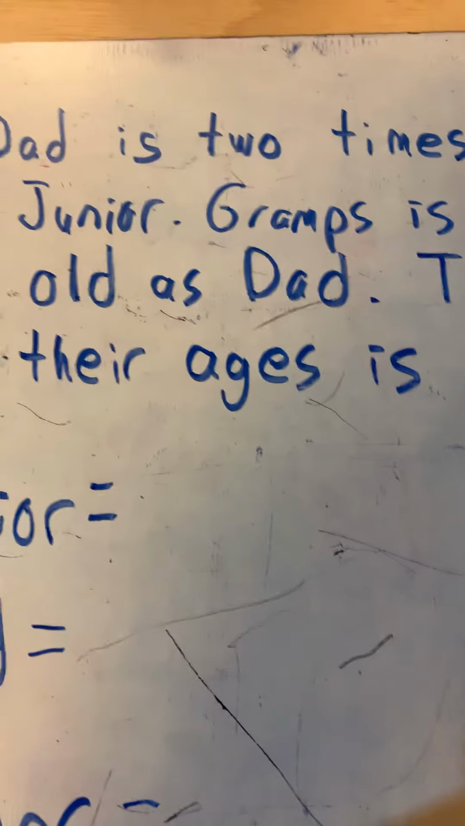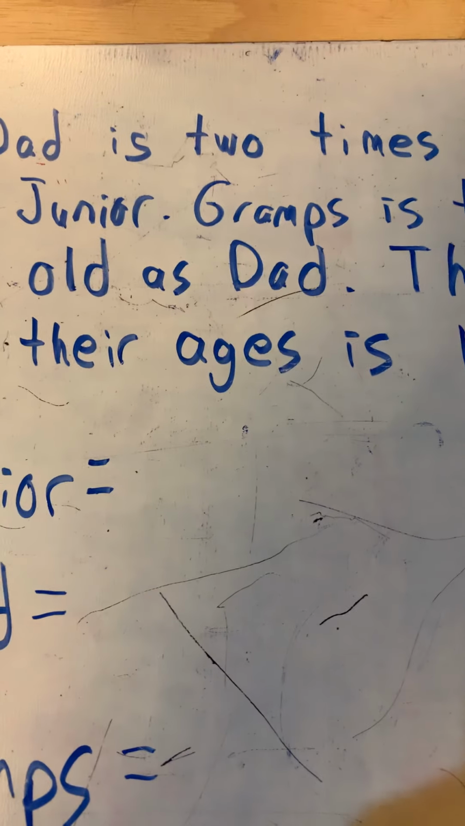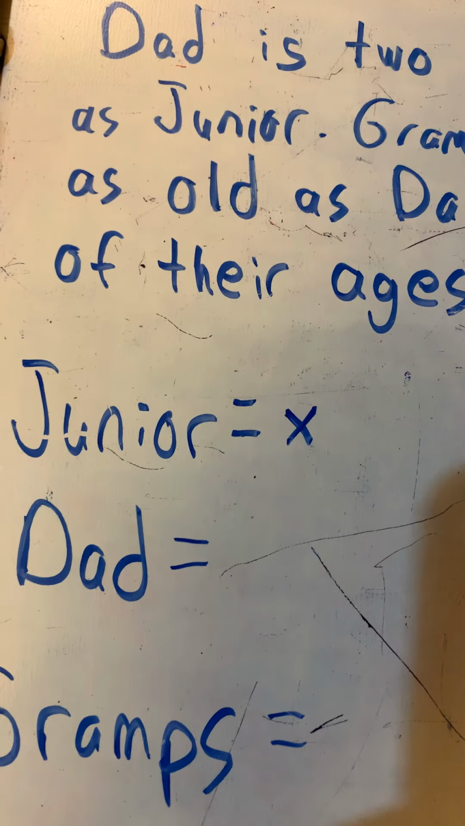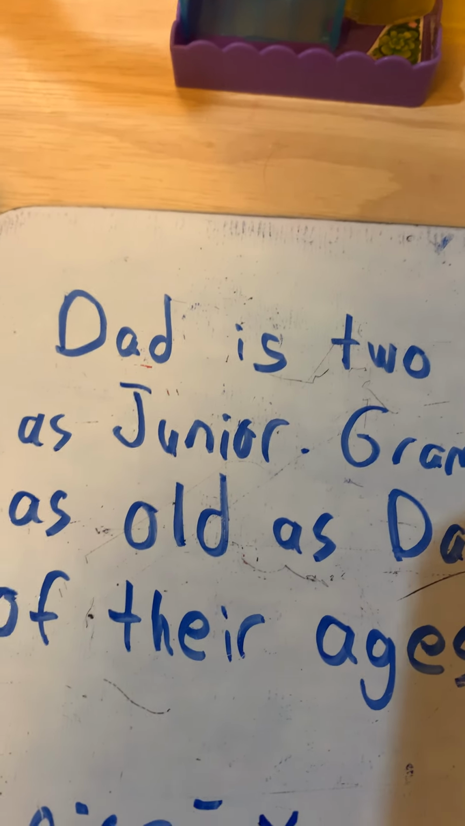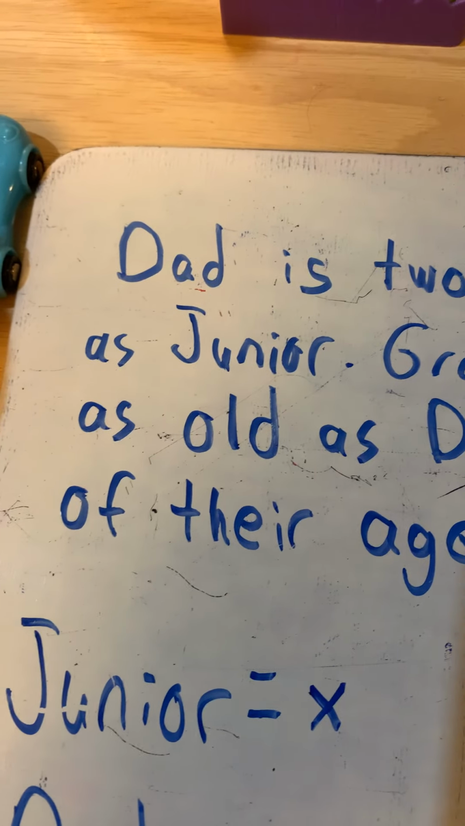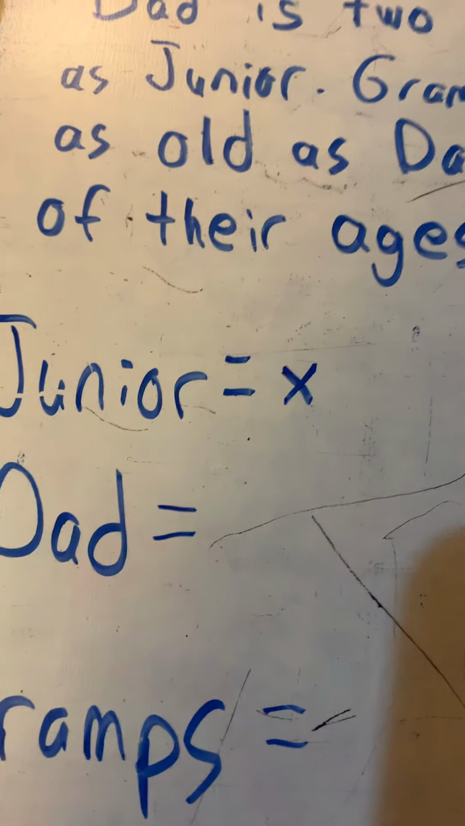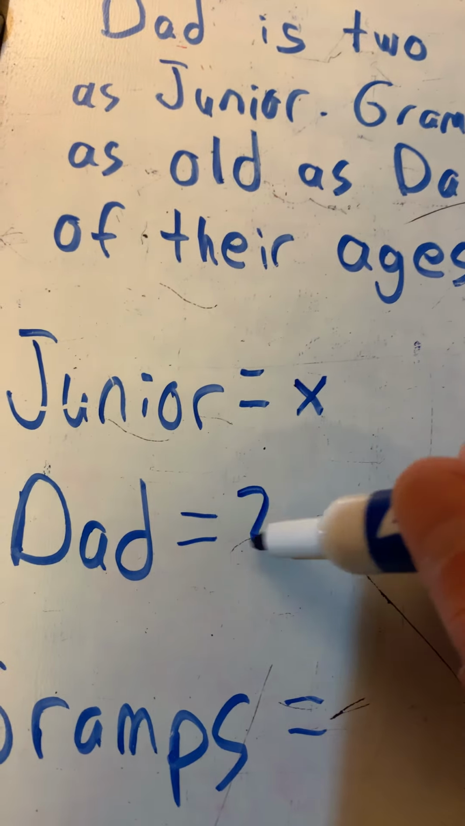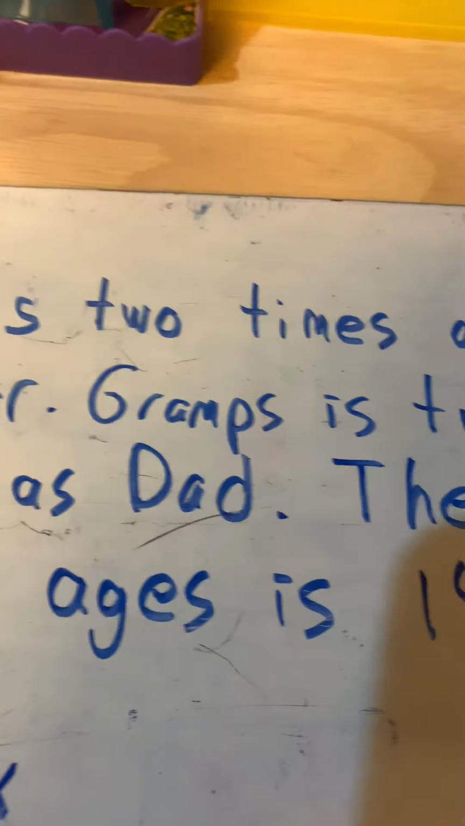Let's start with the youngest guy, okay? So Junior, we don't know who he is, and when we don't know who someone is, we assign them a variable. So let's call him X. Now go back in the problem and look at how Dad compares to Junior. Dad is 2 times as old as Junior. Now think about algebra here. If Junior is X and Dad is 2 times the size of X, then that's 2 times X, or 2X. So Dad is 2X.